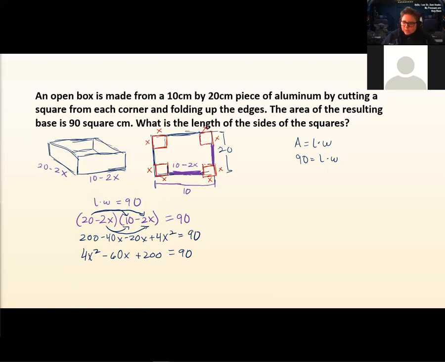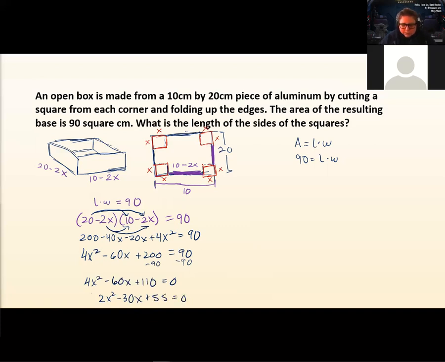Yeah, it is. So now if we're looking at a quadratic, we can just move that 90 over. So we get 4x squared minus 60x plus 110 equals 0. I'm going to tell you right now, we could reduce this. We could factor it by 2. And by factoring it by 2, we'd get 2x squared minus 30x plus 55 equals 0.